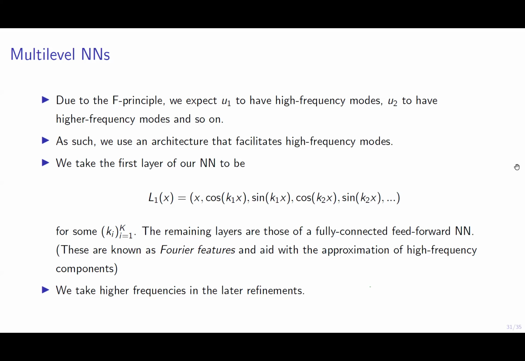Now, this idea appears a lot in other contexts. You have some fixed numbers and you put high frequency components into your neural network. These are normally called Fourier features, and people tend to do this when they expect oscillatory solutions, to make it easier for the neural network to approximate them.